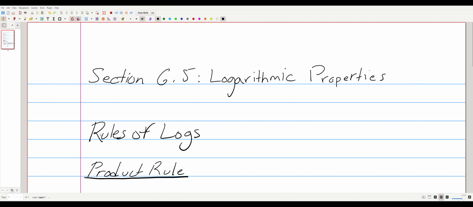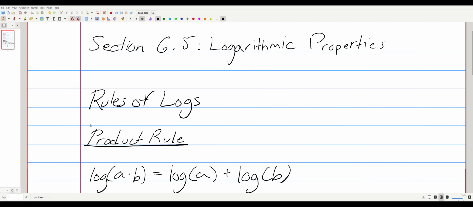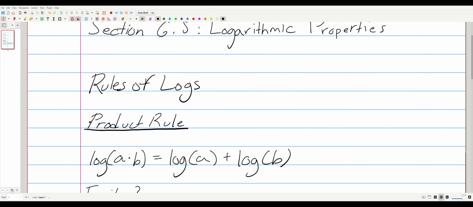So the first rule of logarithms is the product rule. The product rule tells us that if we have log of a times b, then we can rewrite this as the log of a plus the log of b. Going from the left side to the right side is called expanding the logarithm. So if we were going from log of a times b to log of a plus log of b, we call that expanding the log.